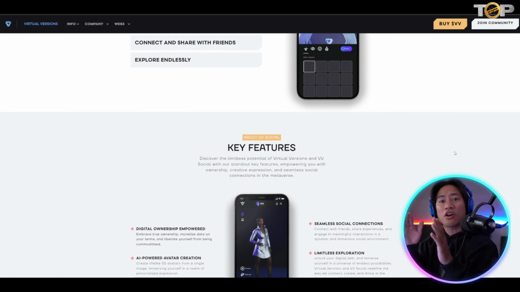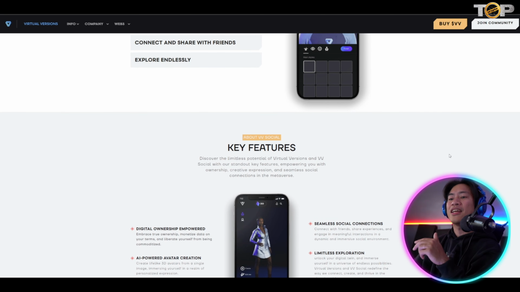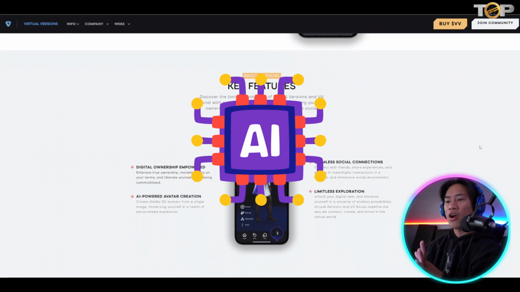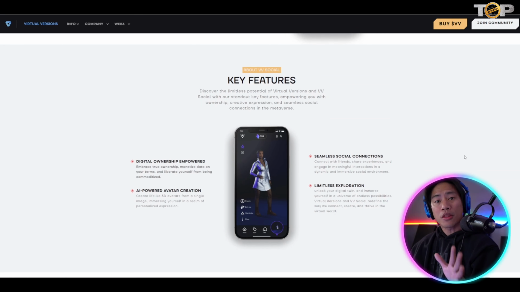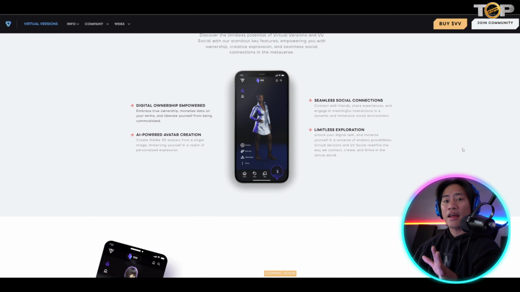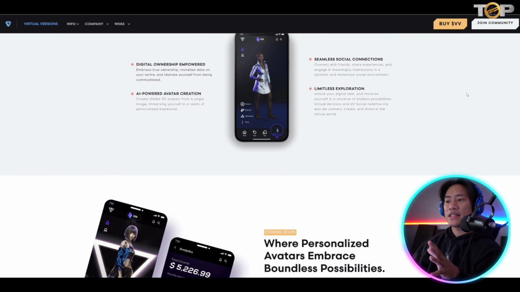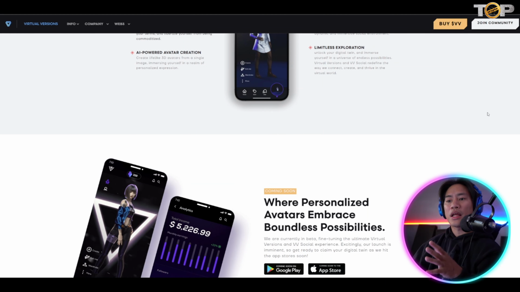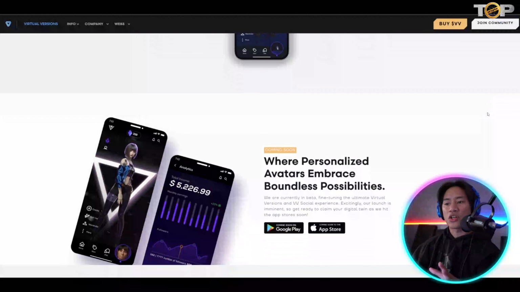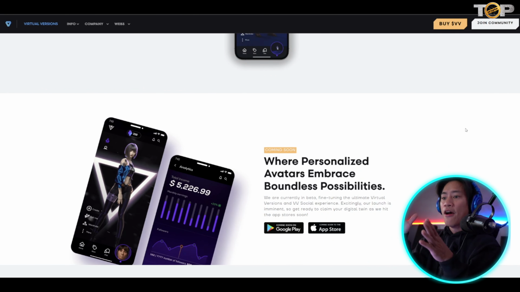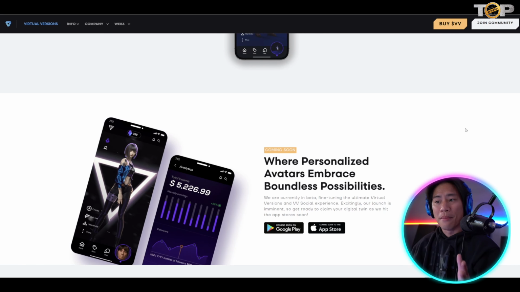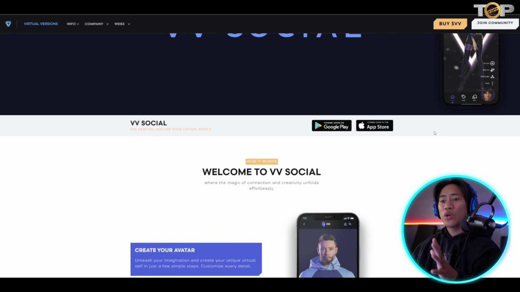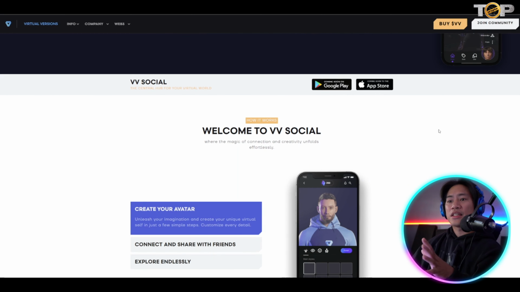Now, the features of Virtual Versions, guys, is that it is an AI generative avatar infrastructure that is available for Web 2, Web 3, VR, and AR, the augmented reality apps, and these are going to be available in customizable 3D avatars in 22 seconds from a single still image. Imagine that, right?